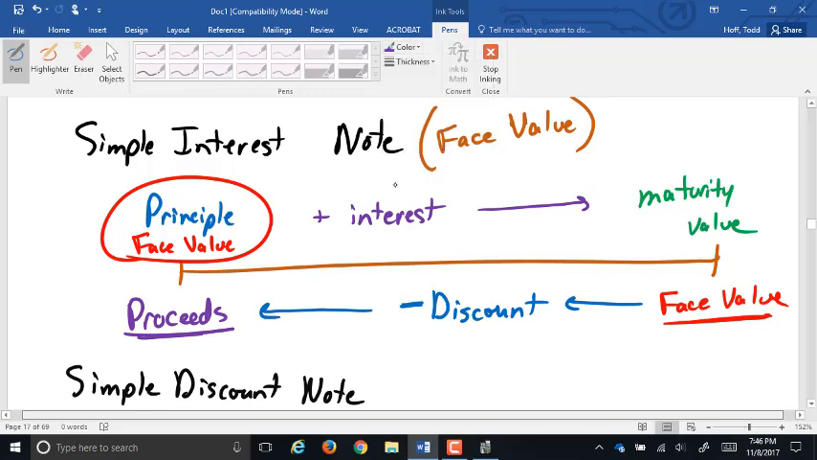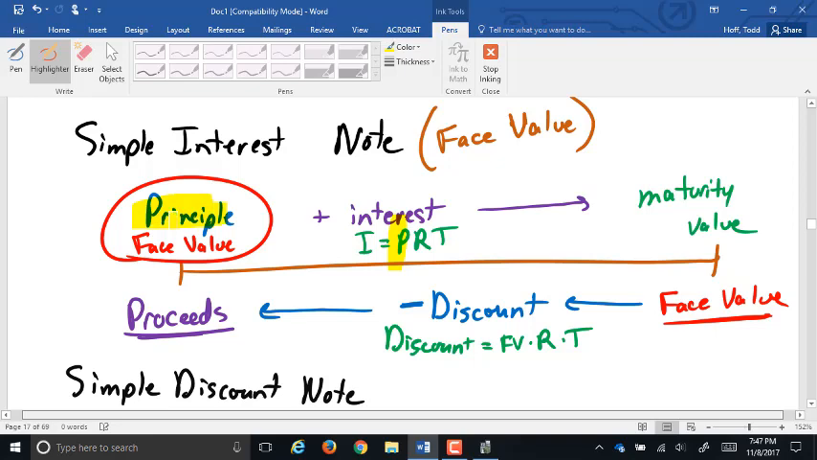Now, the formula for interest was I equals principal times rate times time. The formula for the discount is also principal times rate times time, only it's face value times rate times time. You won't see me write in face value. I'll probably just write principal times rate times time. But remember, here the principal is the beginning amount. Here, the face value is really the amount at the end. We're working backwards.